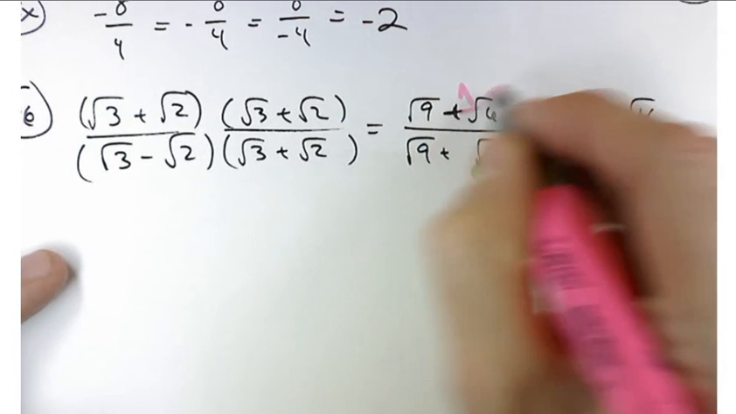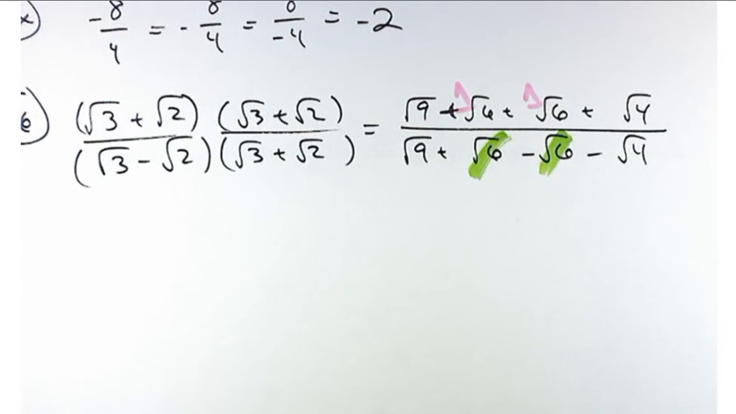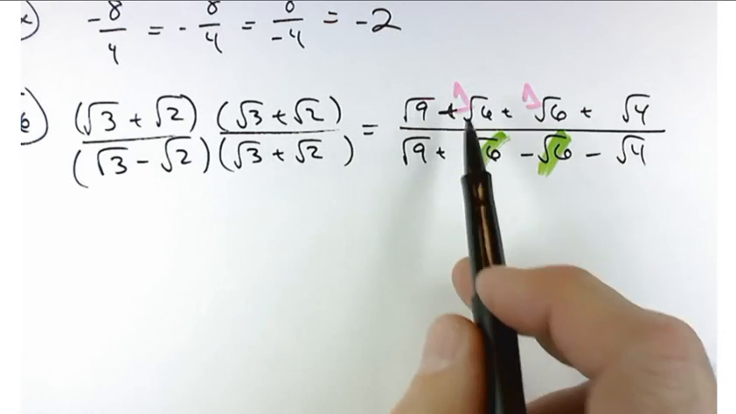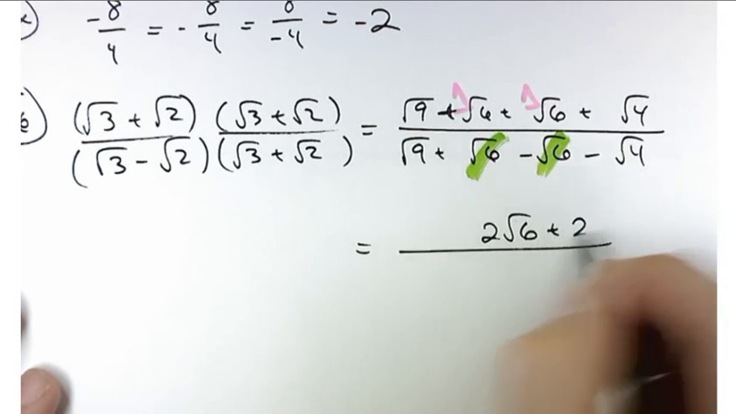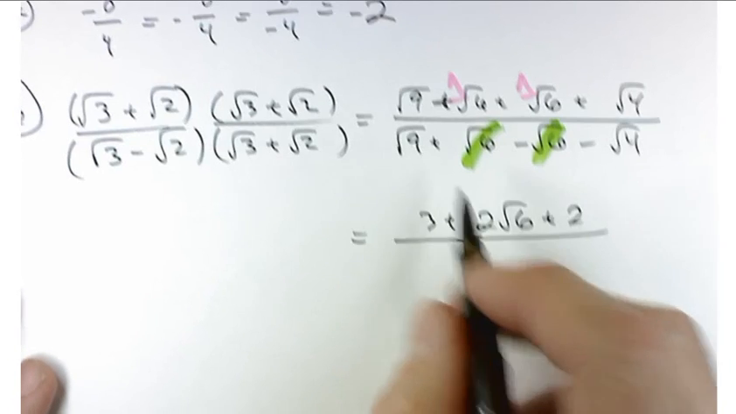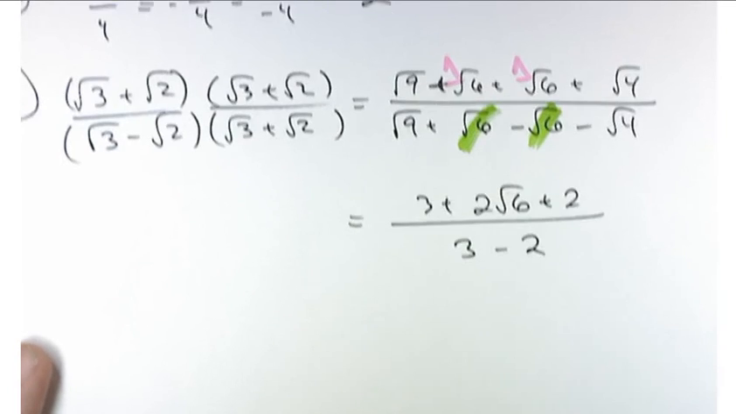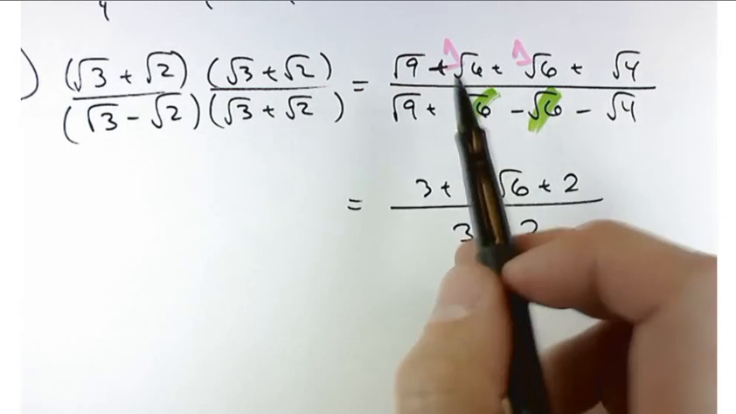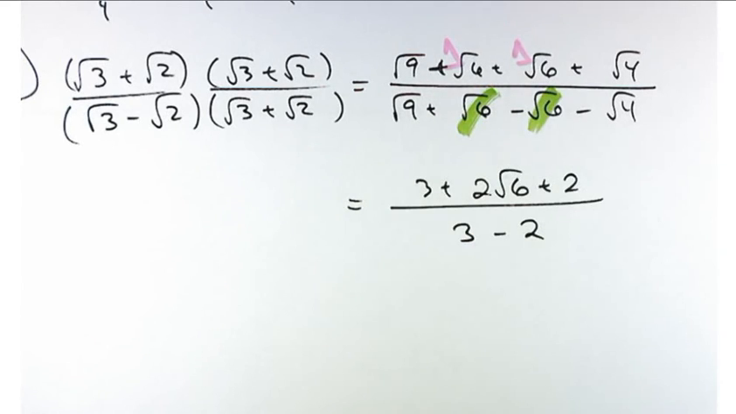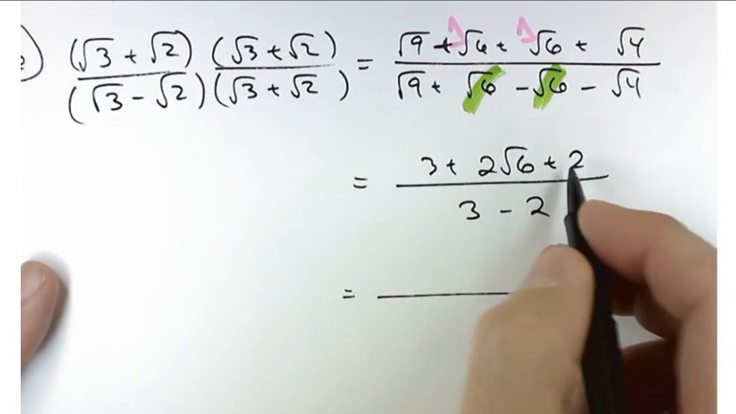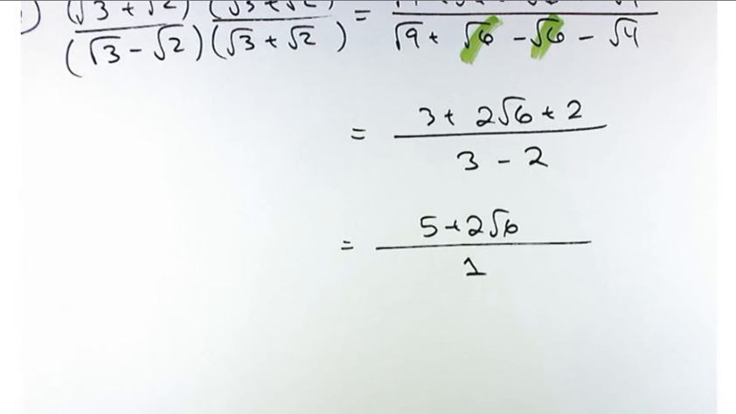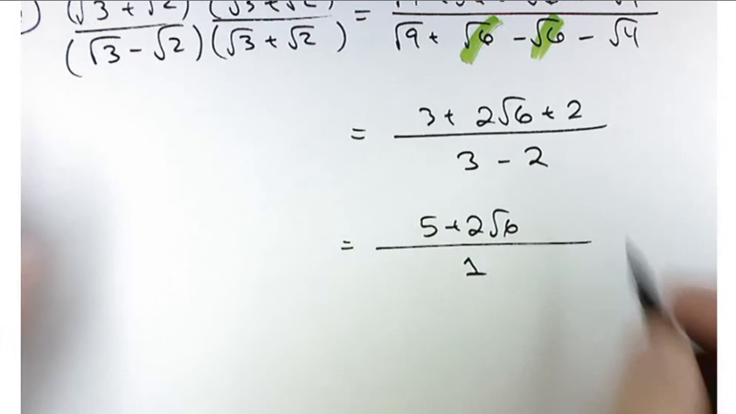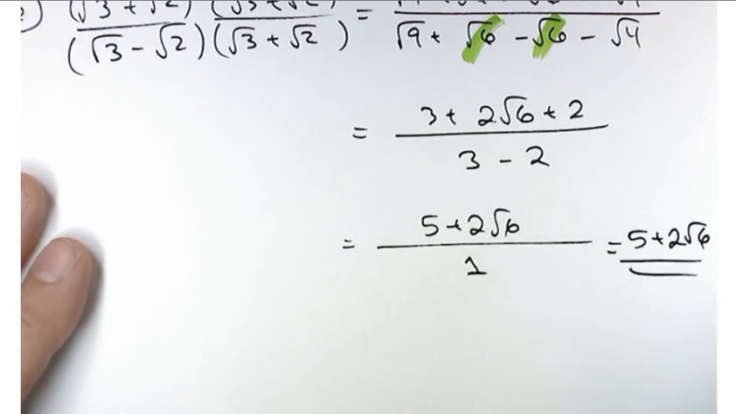These are like terms, though. I've got one of them here and one of them here. 1 plus 1 gives me 2. So I'll end up with 2 square roots of 6, and I'll have a 2 from the square root of 4 and a 3 from the square root of 9. Likewise, I'll have a 3 here minus 2. But the big thing to see here is square root of 6 plus square root of 6 gives me 2 square roots of 6. Let's finish it off. 2 and 3 gives me 5 plus 2 square roots of 6 over 1. Do I need to write divided by 1? No. So I can just write it as 5 plus 2 square roots of 6, and that's my final answer.